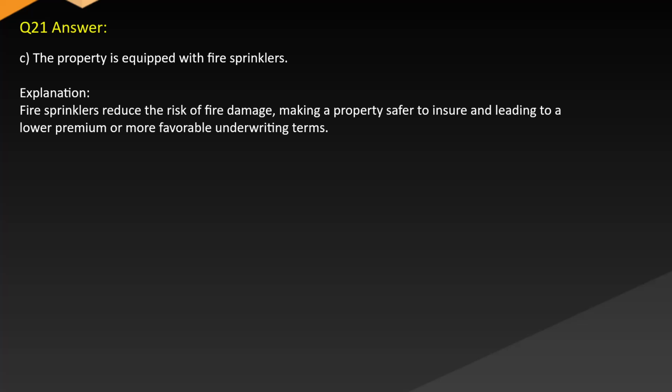Answer C. The property is equipped with fire sprinklers. Explanation. Fire sprinklers reduce the risk of fire damage, making a property safer to insure and leading to a lower premium or more favorable underwriting terms.